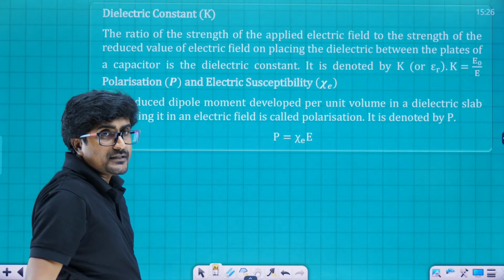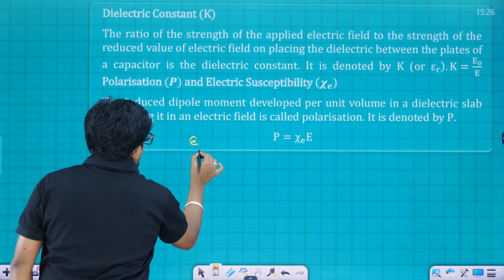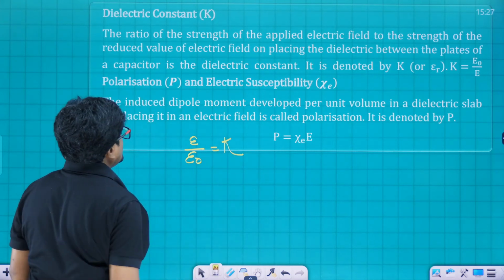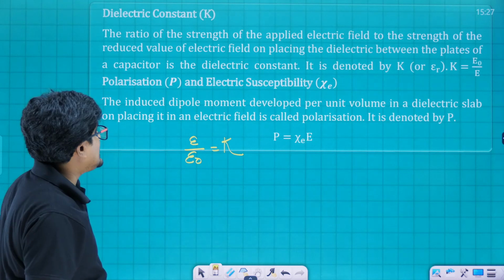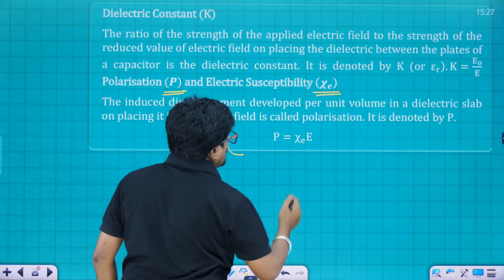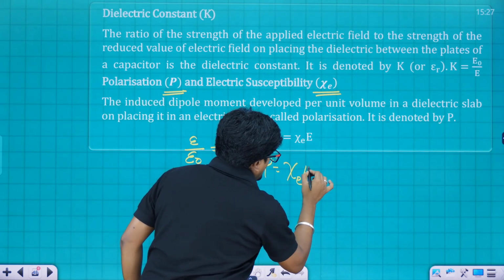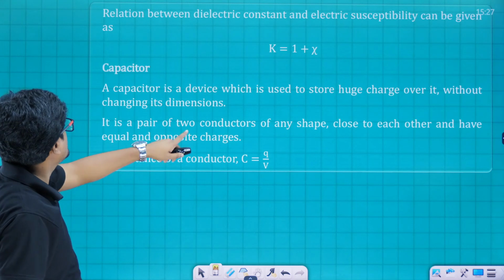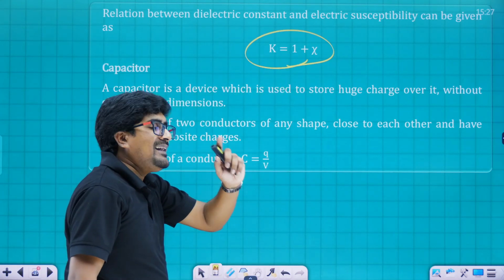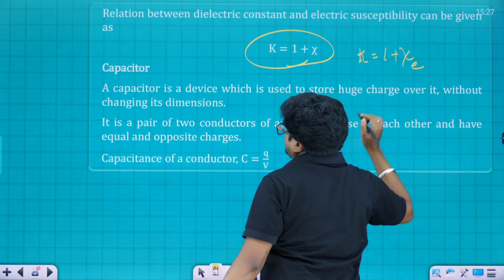Next is dielectric constant. We already talked about this dielectric constant, isn't it? The permittivity of any medium upon the permittivity of air or vacuum, that we consider as the dielectric constant. Next is electric susceptibility, psi suffix E, and polarization capital P. They are connected as capital P is equal to psi suffix E into capital E. And here comes another relation, between the dielectric constant and electric susceptibility. So K is equal to 1 plus psi suffix E.